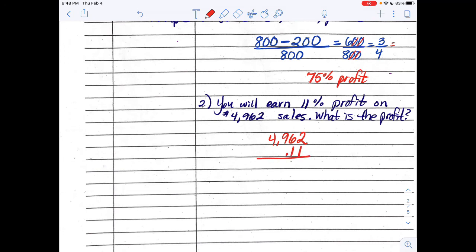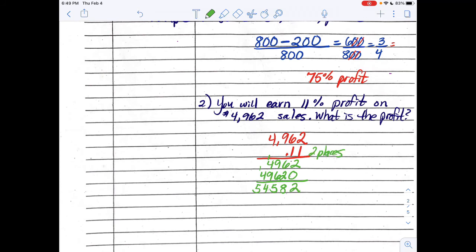So you want to know what your profit was? We need to multiply by 0.11. Remember, move your decimal 2 places. And 1 times 4,962 is 4,962. And then we do it again, but we have to move over 1 placeholder. And if you add those together, you get, let's see, this is 14, carry the 1. Wow, looks like a big number, 54,582, but remember we're moving our decimal 2 places here.